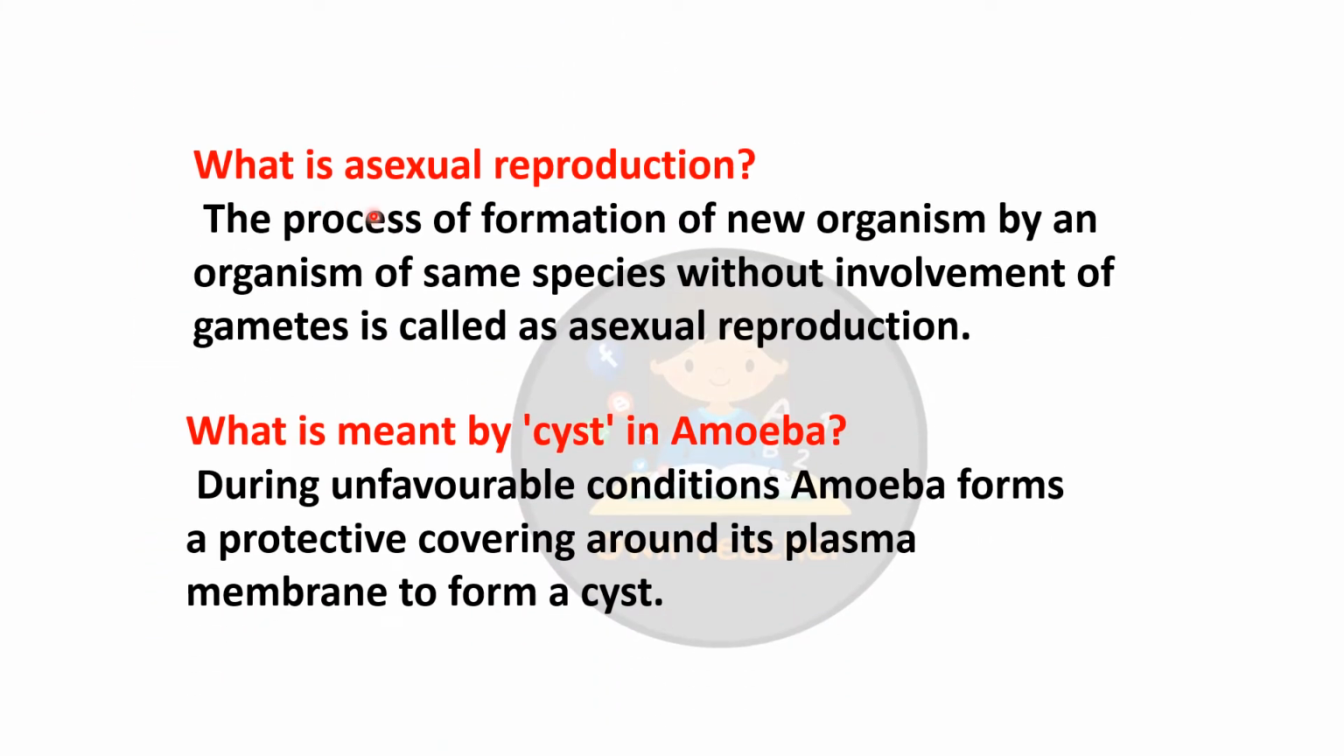What is asexual reproduction? The process of formation of new organism by an organism of the same species without involvement of gametes is called asexual reproduction. What is meant by cyst in amoeba? During unfavorable conditions, amoeba forms a protective covering around its plasma membrane to form a cyst.